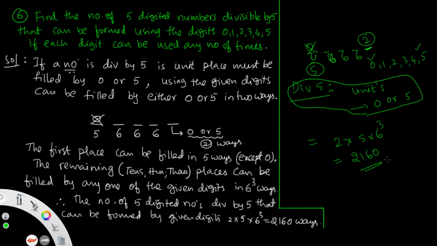Therefore the total number of ways is 2 into 5 into 6 cube, that is 2160. The explanation is this. We have to write all those explanations in the exam. So next, go to the next question.